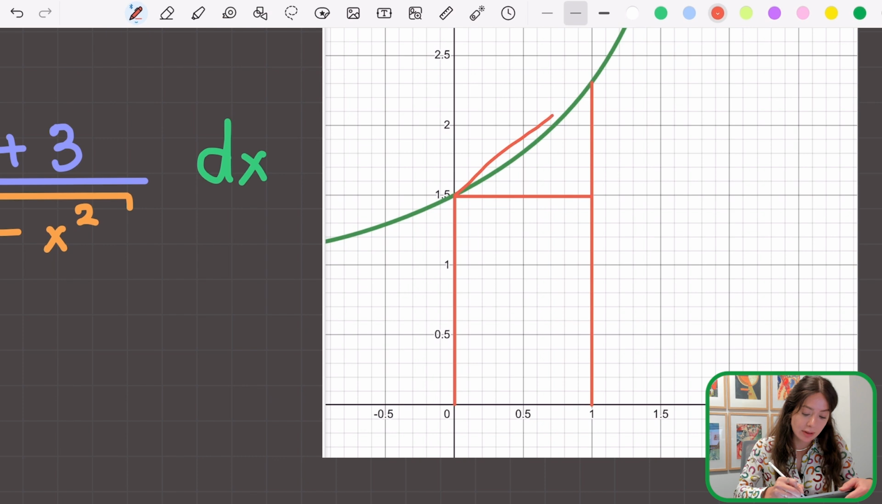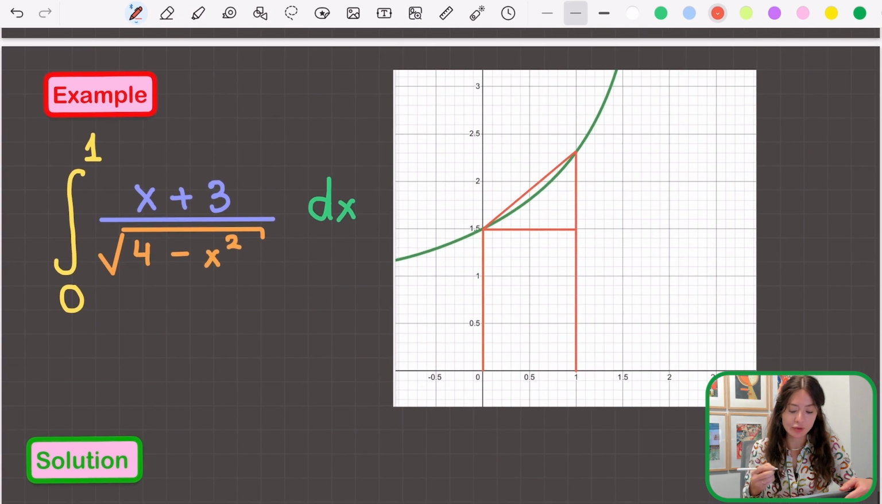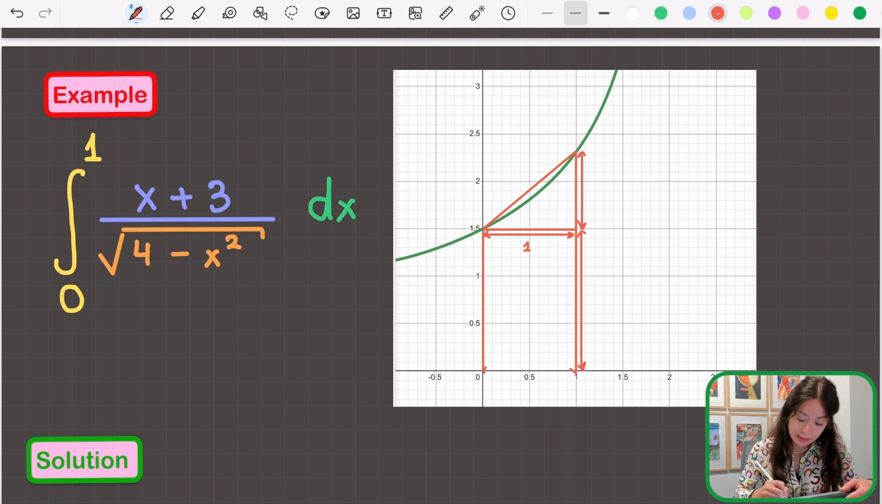So I'm going to calculate area in this pre-calculus way and see what my answer is so that I know the ballpark. So I need the height of this rectangle, and the width I know for both the rectangle and for the base of the triangle, that's 1 because it's 0 to 1, right? And the height of this rectangle is 1.5. Okay, 1.5 times 1. Area of this rectangle is 1.5.